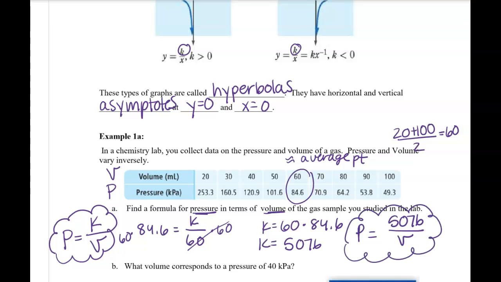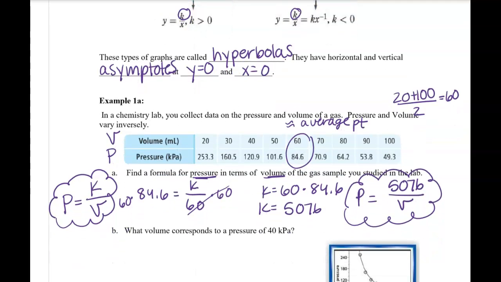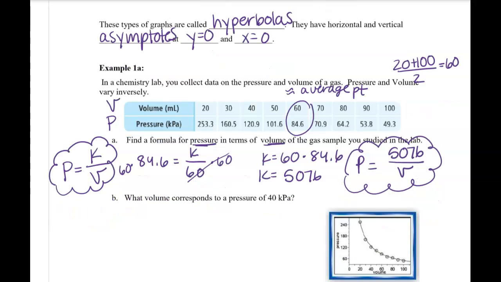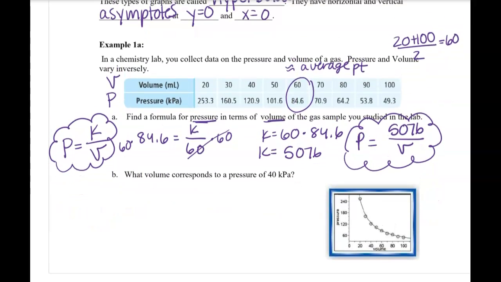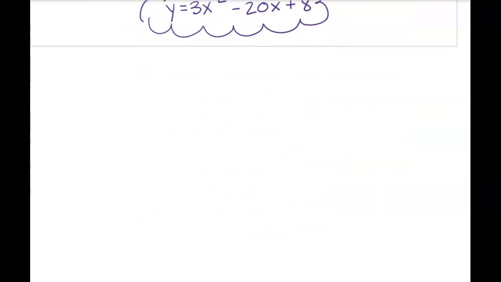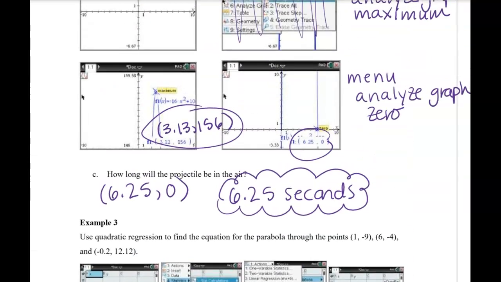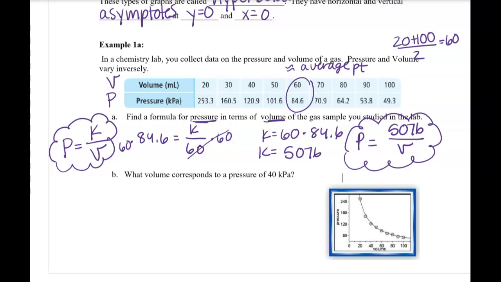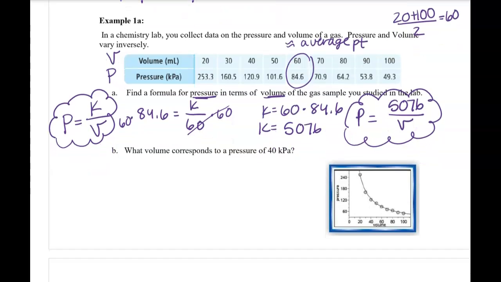Now we can use that equation to answer part B: what volume corresponds to a pressure of 40 kilo something. I'll be perfectly honest, I don't know what that means. Probably one of you does, and if not, that's okay. I'm sorry, I managed to switch back to 2.6b for a second. Okay, so we use P equals 5,076 over V.